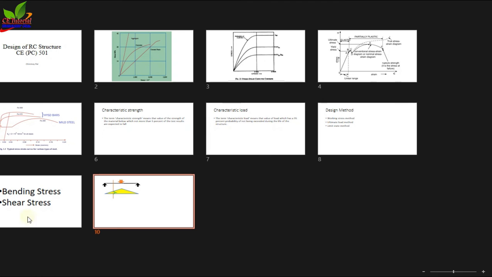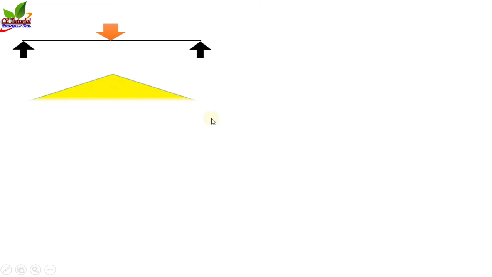Now consider a simply supported beam, and we are applying a point load at the midpoint of this beam. So you tell me the shape of the bending moment diagram. What is the shape of the bending moment diagram? Triangle. Yes, this is a triangle.